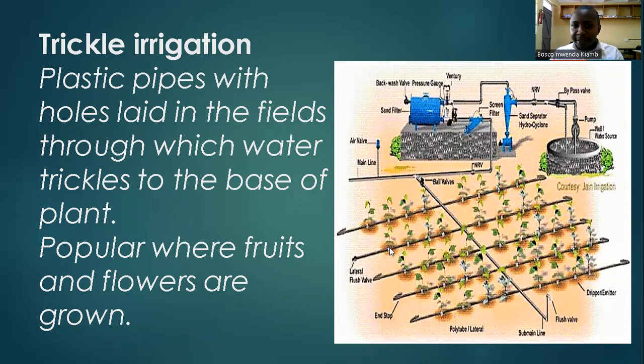You can see that for each plant there is a hole, and the hole is connected to the main pipe, and from there each plant is able to get the necessary rations of water. It's popular where there is fruit and flower growing, especially in those irrigation farms that deal with a lot of horticulture.